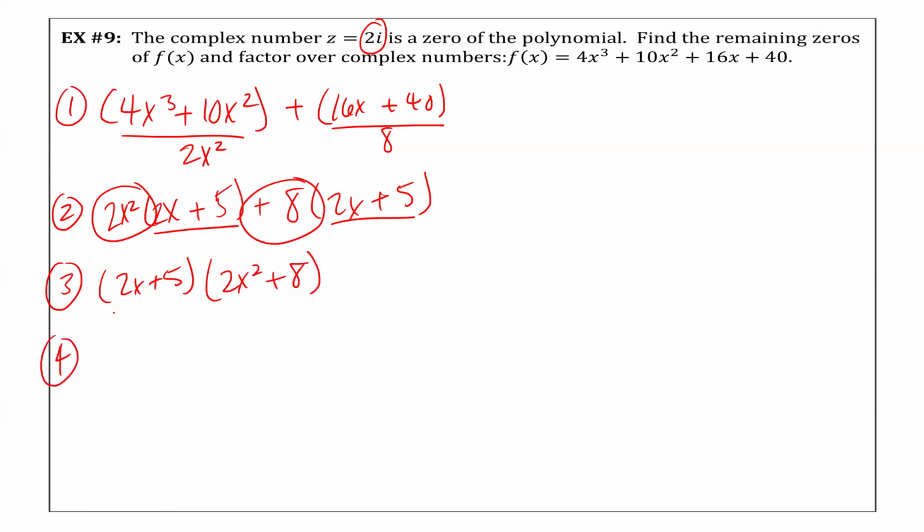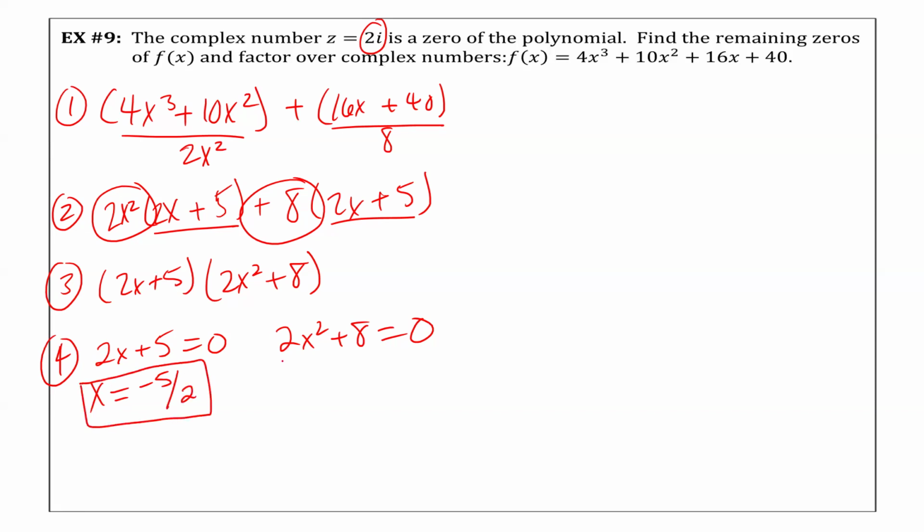Now, step 4, I take each factor and set them equal to 0. Take the second factor and set it equal to 0. Once we've set our factors equal to 0, we can solve for x. So to get x here, we subtract 5 and we divide by 2. That leaves us with x equals -5/2.